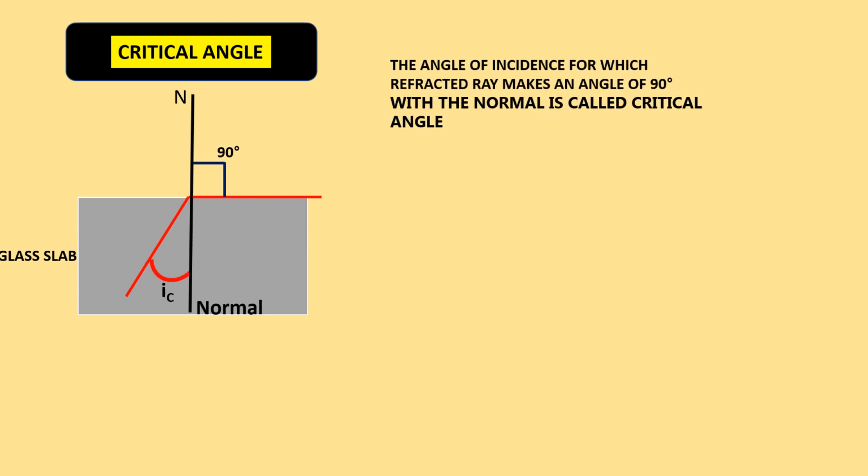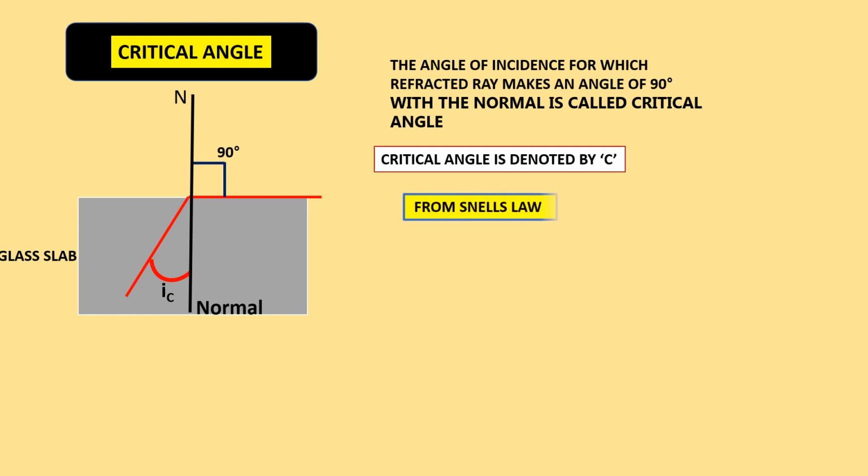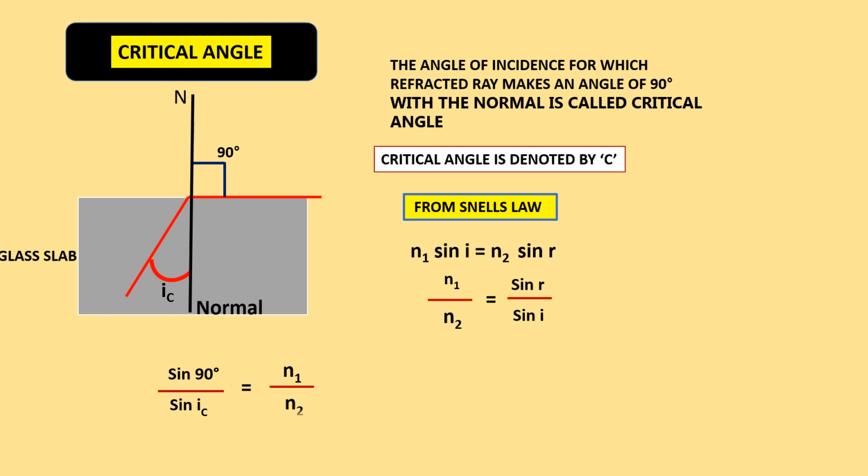The angle of incidence for which the refracted ray makes an angle of 90 degrees with the normal is called the critical angle. Critical angle is denoted by C. From Snell's law, we have n1 sin i is equal to n2 sin r. This can be written as n1 by n2 is equal to sin r by sin i. As we know, r is the angle of refraction. That's why we can write sin 90 by sin iC is equal to n1 by n2.